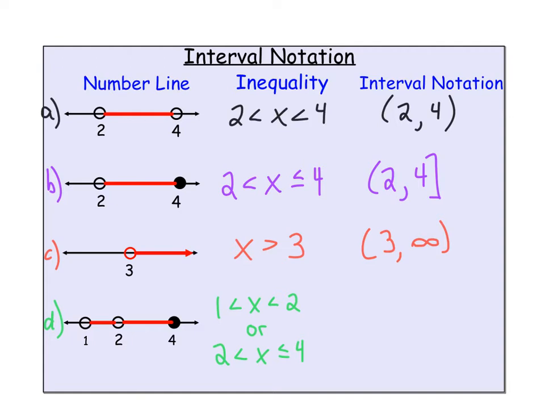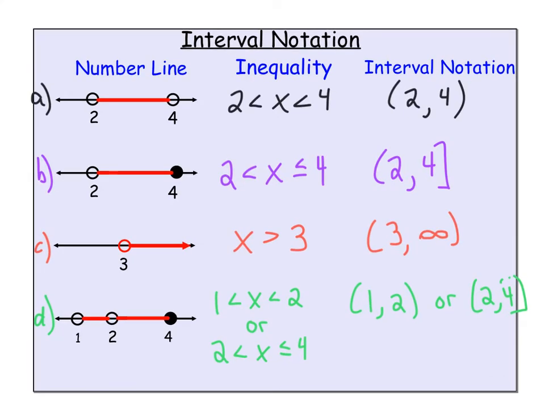To do that as an interval, we would just have to do the 2 intervals separately. From 1 to 2, not including either one, you can put the word or there. Then 2 to 4, and we make sure we put the square bracket at 4 because 4 is included. One thing you might see some books use instead of the word or is a U, which stands for union, and it's just a fancy way of saying or. Interval notation is what we're going to use when we state the domain and range, when we state where a function is increasing and decreasing, and that kind of thing.